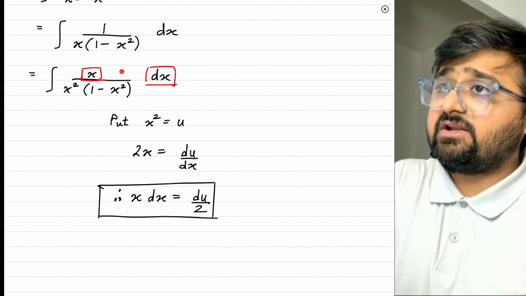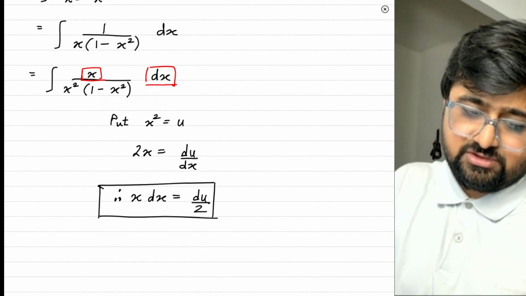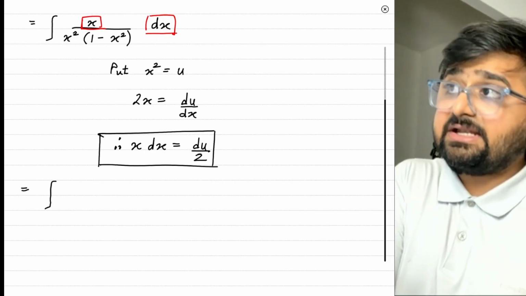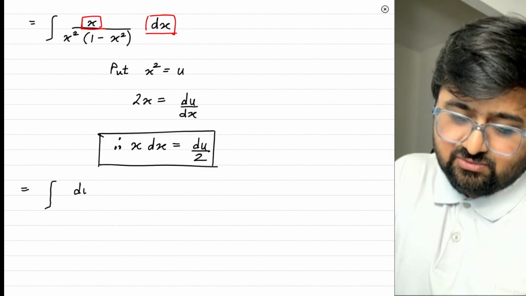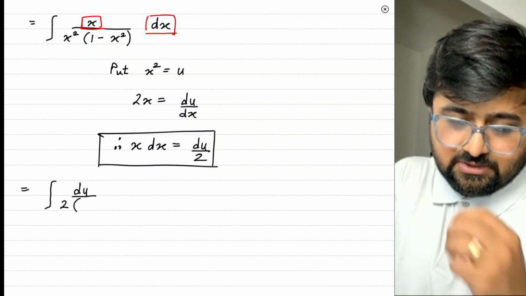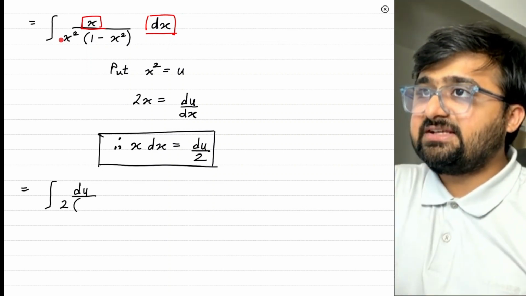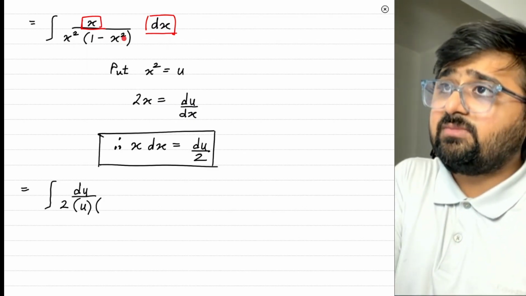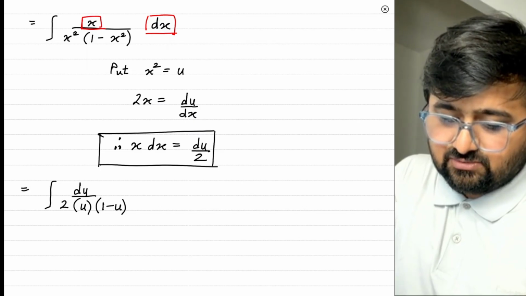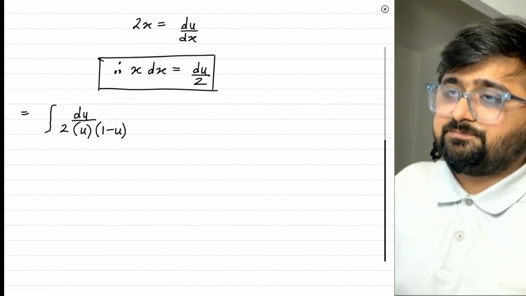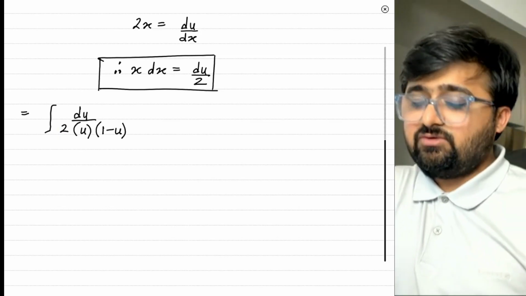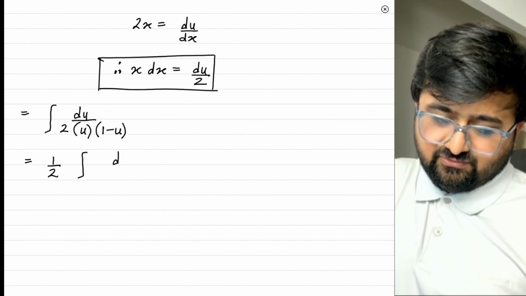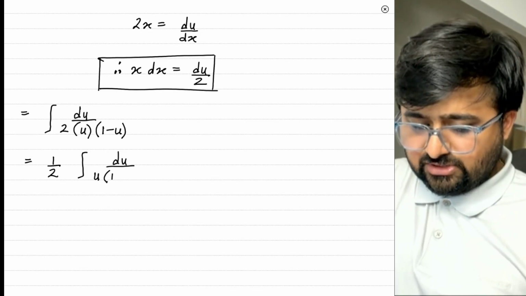Okay, so now we can convert that integral from the x world to the u world. Let's see what happens. That x dx is nothing but du divided by 2, and that x squared times 1 minus x squared: x squared is nothing but u, so you will have u, and that 1 minus x squared is 1 minus u. That 2 is a constant and can be taken out of the integral. So you will have 1 by 2 integral of du divided by u times 1 minus u.